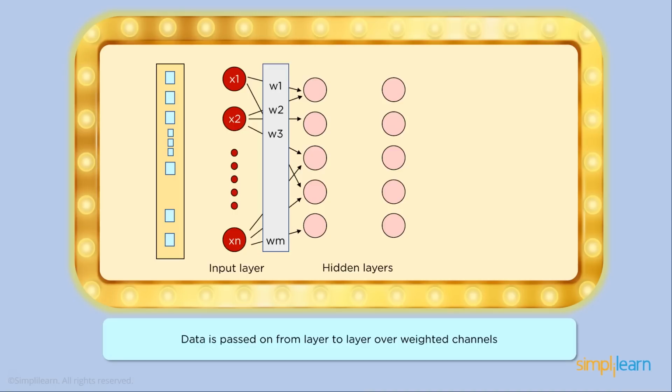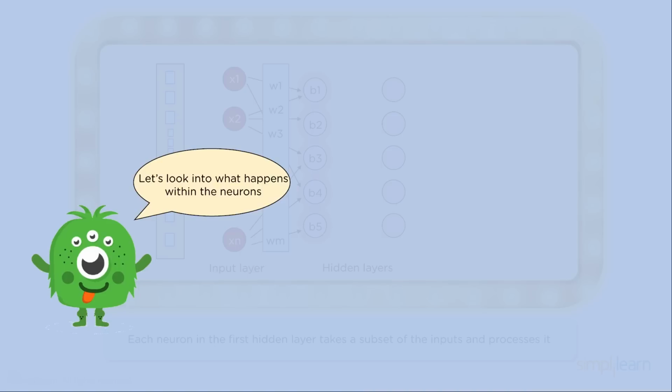Each one of those inputs is then weighted to each of the next neurons in the next layer, in the hidden layer. Each neuron in the first hidden layer takes a subset of the inputs and processes it. Let's look into what happens within the neurons.